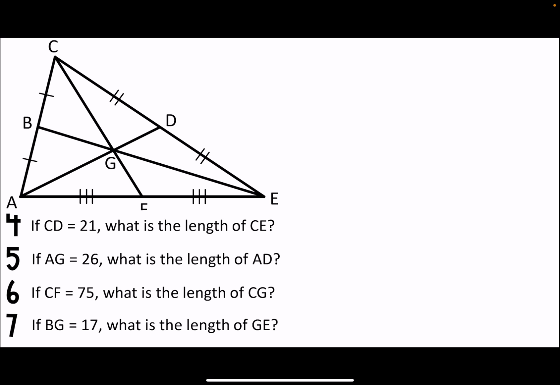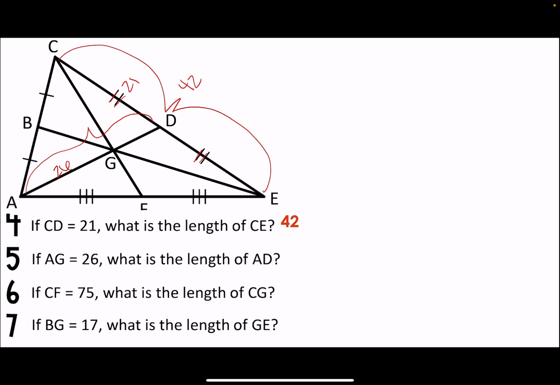So the first thing we're going to do is this one. If CD is 21, what is the length of CE? Well, we use our congruency statements, and we know this is 21, which means this is also 21, so the entire thing is going to be 42. All right, if AG is 26, what is the length of AD?